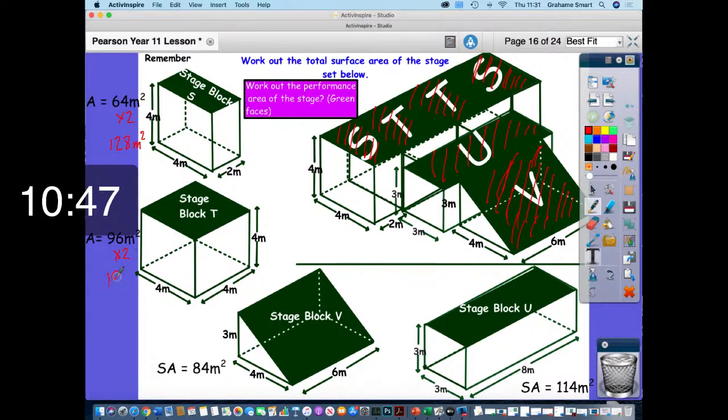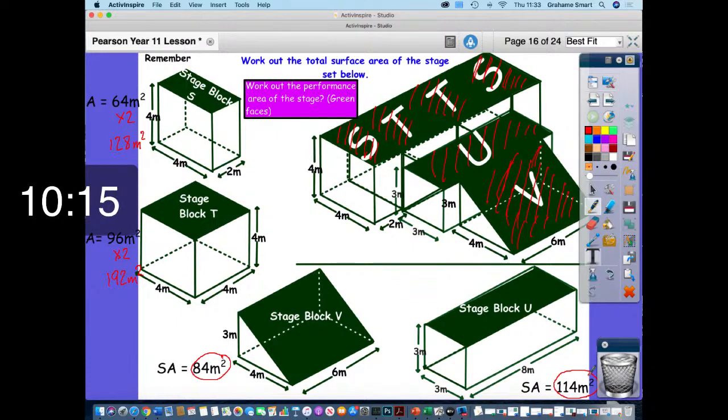192 metres squared. We've only got 1 block V, so I'd add 1 of those on, then I'd add 114 as well. So I'd be doing 128 metres squared plus 192 metres squared, which gives me 320, and then I'd add 114 and add 84, and I've done that on the next slide so you get to the final answer, but that's what the calculation would be.